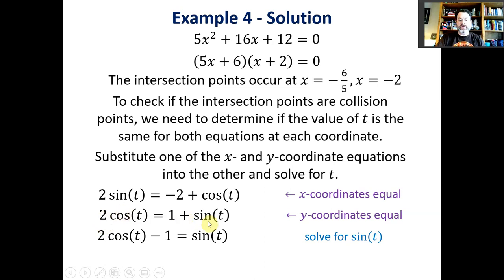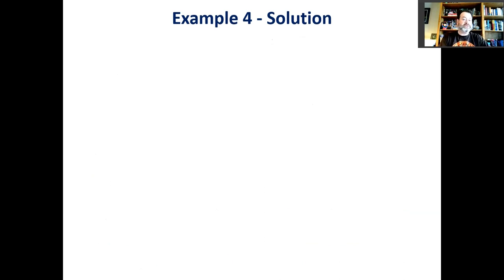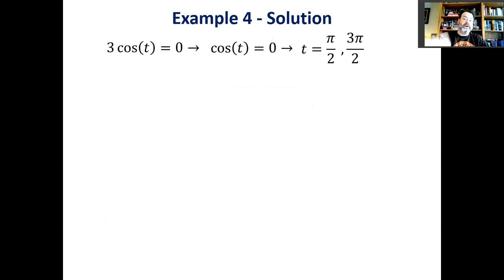So I take this equation here and solve it for sine t. I just subtract 1 from both sides. And then I'm going to take this part and plug it into the first equation. So for this sine t, I'm just plugging in 2 cosine t minus 1. I solve that for cosine t, and I get 3 cosine t equals 0, which is the same as cosine t equals 0. So t has to be either pi over 2 or 3 pi over 2 or both.